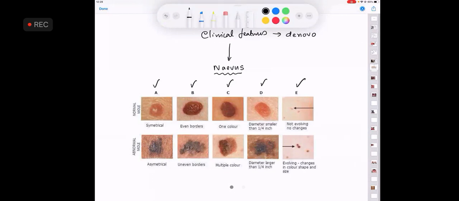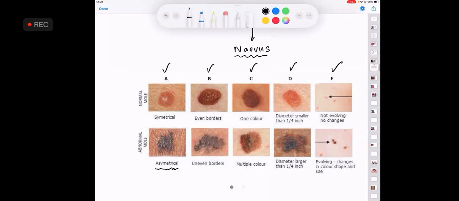What does A stand for? A is asymmetry. Okay, can you see the picture, sir, on your screens now? B is uneven border, C is multiple colors, D is diameter larger than 1/4 of an inch, and E is evolving changes in color, shape, and size.